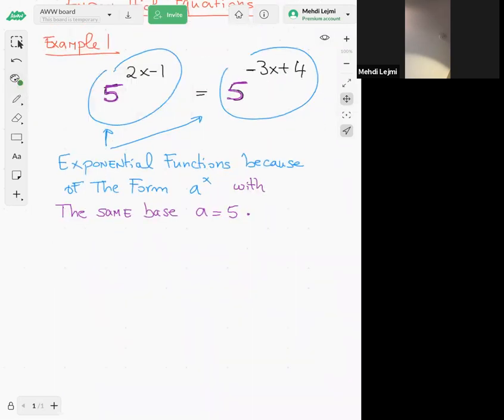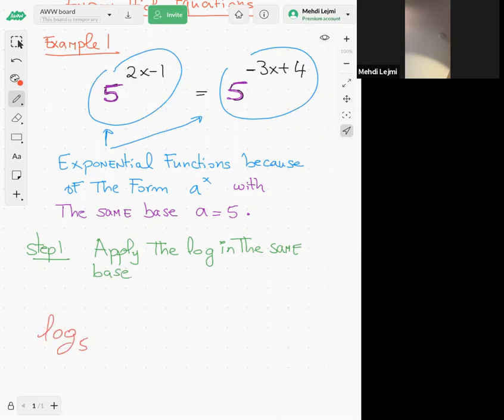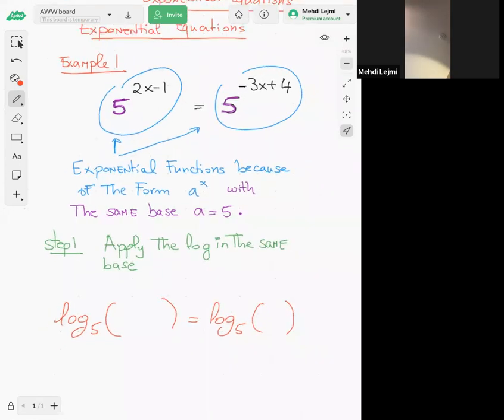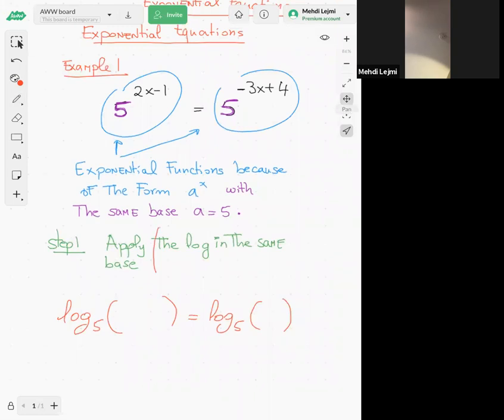So how do we solve such an equation? Well, the idea is to apply the log in the same base. The base is 5, so I'm going to apply log in base 5 to the left side and log in base 5 to the right side. I'm going to zoom out, it's better if I zoom out.